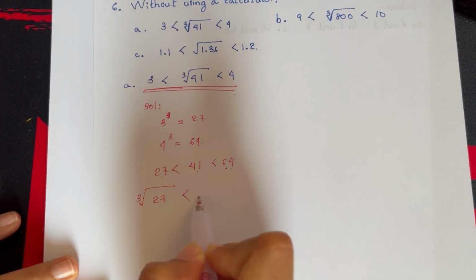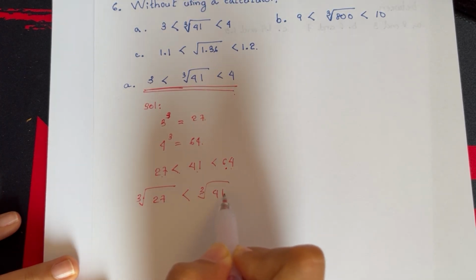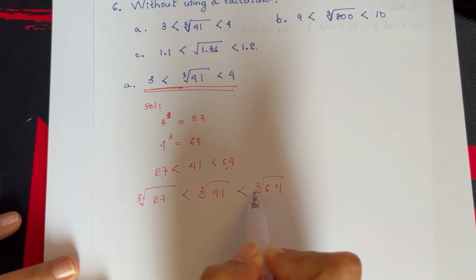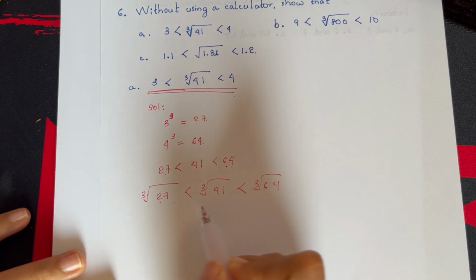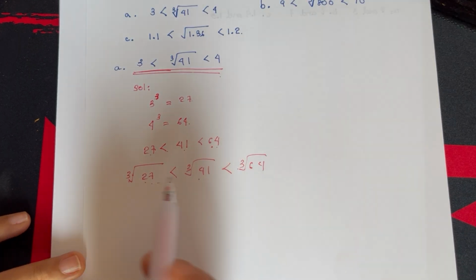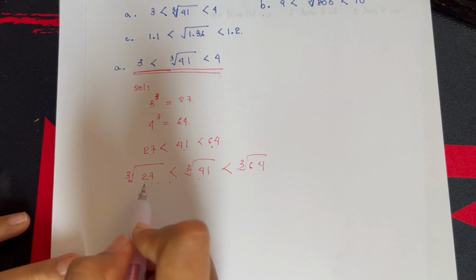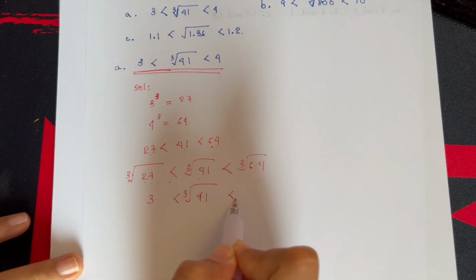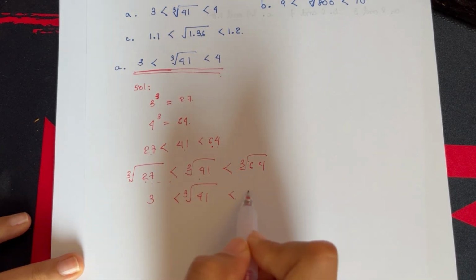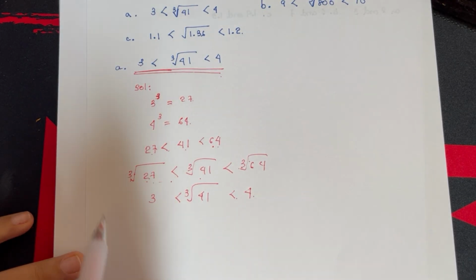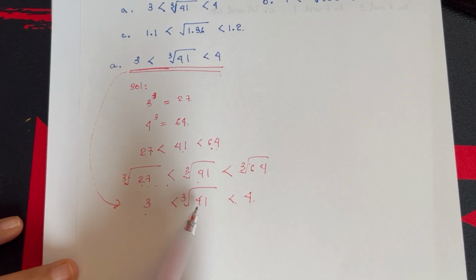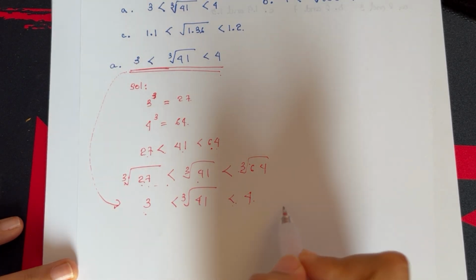27, the cube root of 41, and the cube root of 64, if I put the cube root to all of them, it's the same. So the cube root of 27 is equal to 3, and I will just write the cube root of 41 here, and less than the cube root of 64 is equal to 4. So this is correct. So 3 less than the cube root of 41 less than 4 is correct.